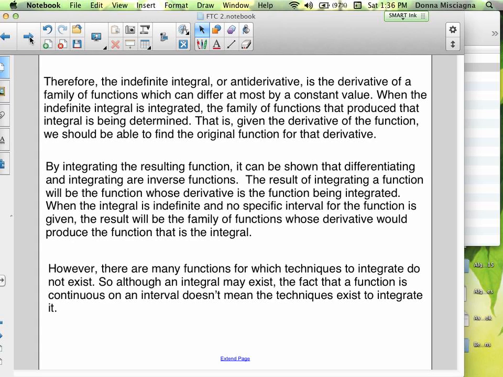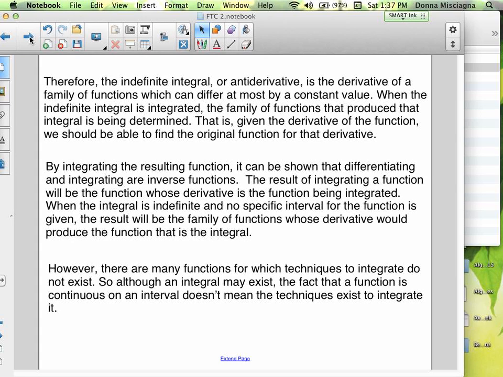Therefore, the indefinite integral, or antiderivative, is the derivative of a family of functions which can differ at most by a constant value. So when we take the derivative, we lose the constants. So unless we're given some information, we're not going to be able to get back to the original function. But we can get the family of functions. Okay? They're just missing the constants.